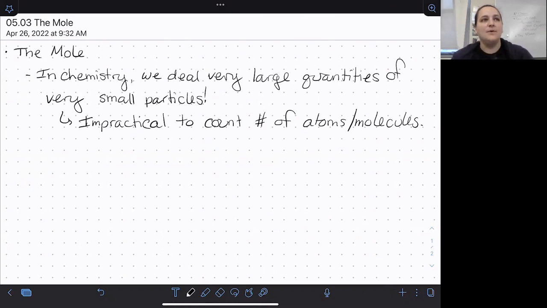So we count groups of atoms instead of individually. This is a fairly familiar concept in your life. It just feels a little bit different here because we're dealing with such big numbers. So we group things in life all the time. We sell eggs by the dozen. You don't go to the grocery store and buy one egg, you buy a dozen eggs.